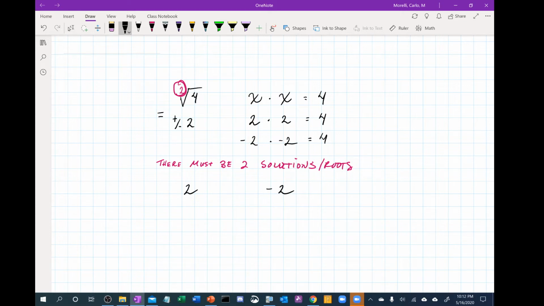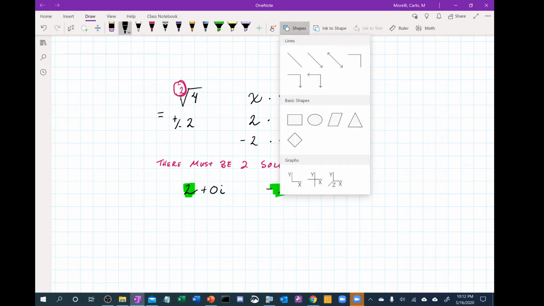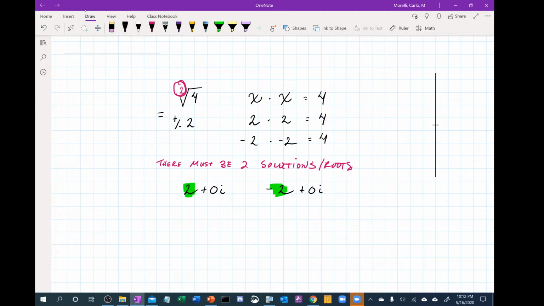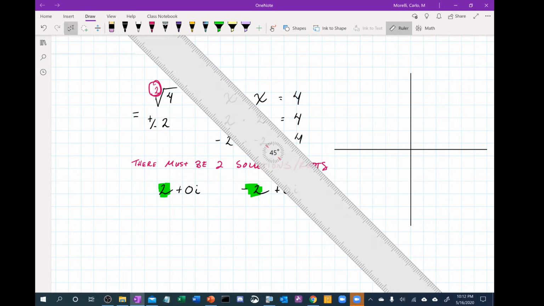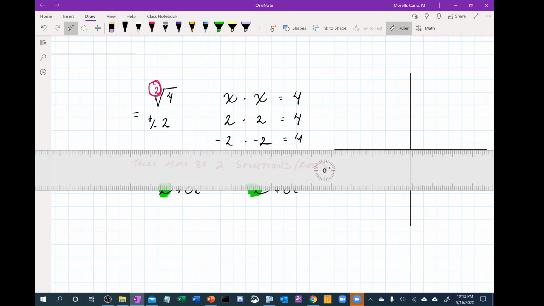Now, here's what I'd like to do. I want to write this out in complex form. So that's 2 plus 0i, and then negative 2 plus 0i. Now, for a number to exist only on the real axis, let's take a look at a complex plane. Okay, here's a complex plane. In order for a number to only exist on this horizontal axis, the imaginary component of the complex number would have to be 0.